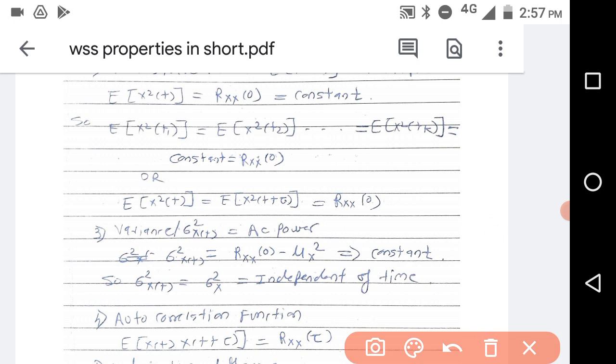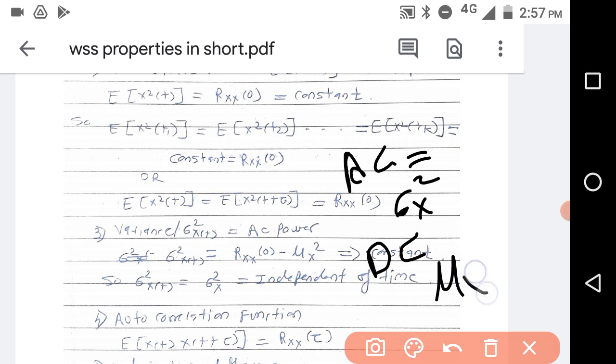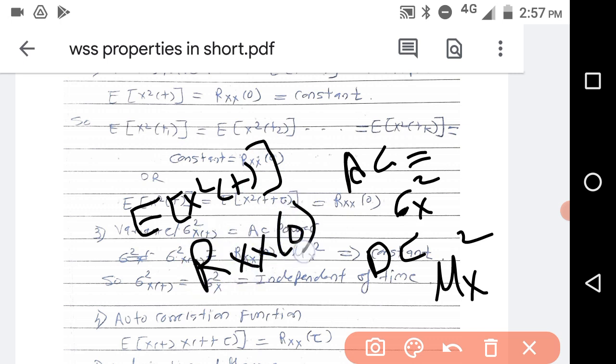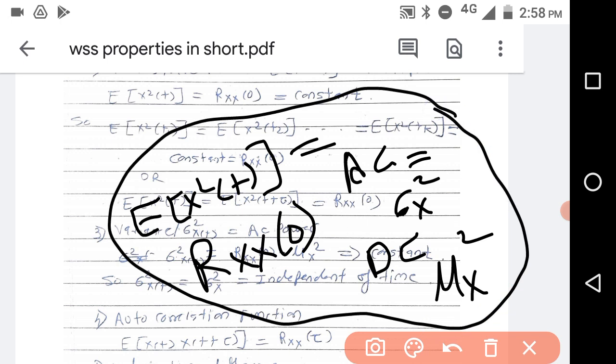So 3 points we got till now. For the stationary random process, AC power, that is variance, is sigma x square. That means it is not depending on the time. I am not writing sigma x square t. DC power is mu x square. It is not dependent on the time, it is also constant. And total power E of x square t is equal to Rxx(0). It is also not dependent on the time t. This is very important, that total power of the stationary random process is Rxx(0), that is the autocorrelation function at the 0th instant. AC power is sigma x square, that is constant. DC is also constant.